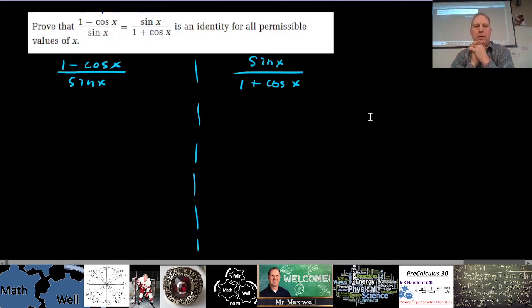Next one. Prove that (1 minus cos x) over sine x is equal to sine x over (1 plus cos x). Prove that that is an identity for all possible values of x. So we are again going to manipulate one side to make it look like the other. I'm going to focus on both sides because they both look equally complicated. So we'll do one side, make it look like the other, and then we'll do the other side.